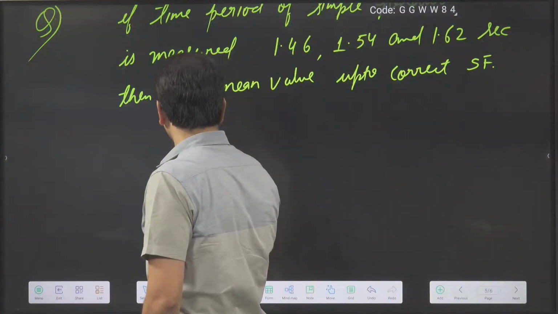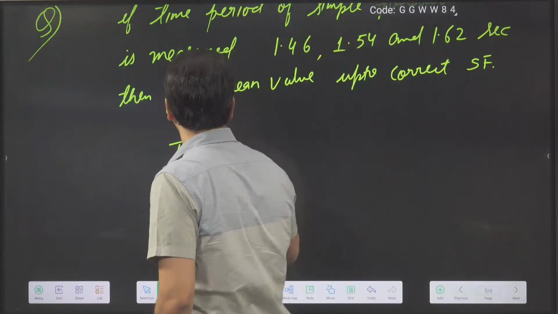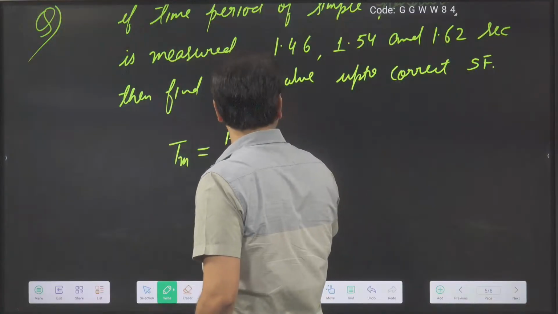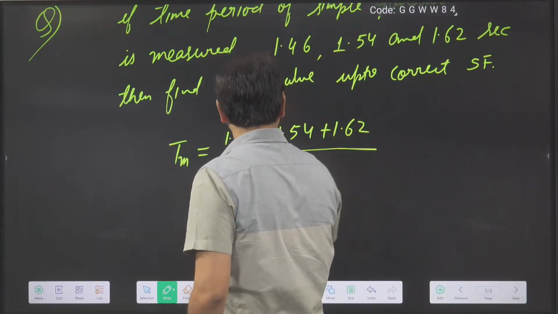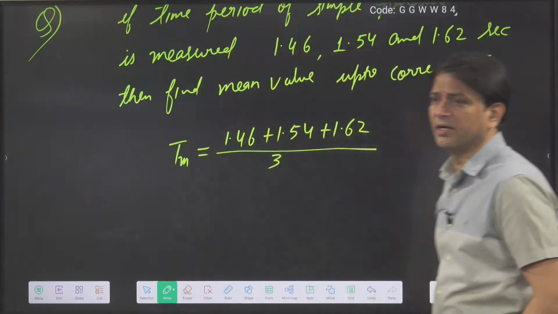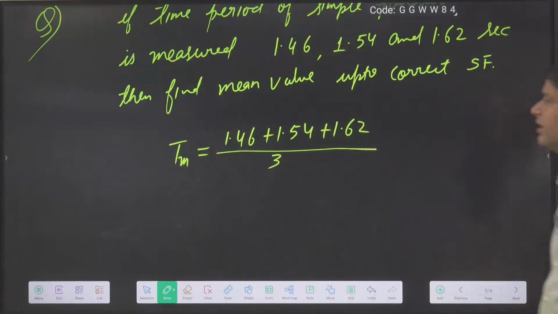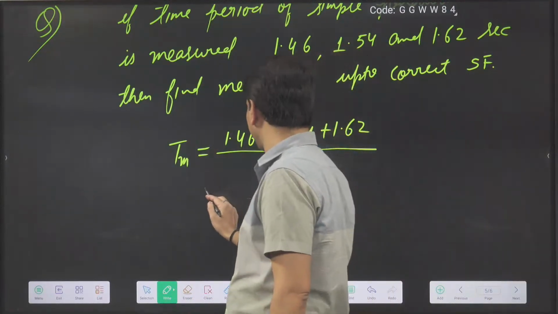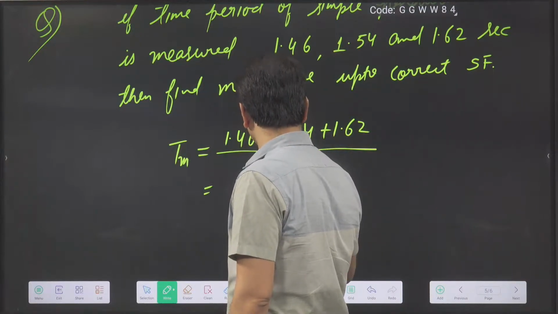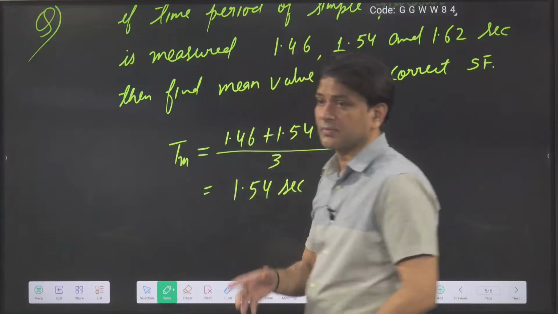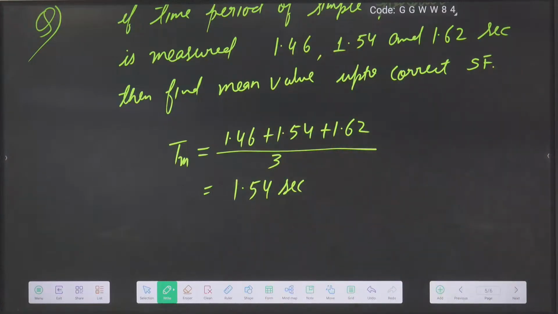So the mean value of the time period I can say is 1.46 plus 1.54 plus 1.62 divided by 3. I gave the same difference of 8 in all, so directly the middle one will be the average. Directly you can say 1.54 second. I think everybody is getting it.